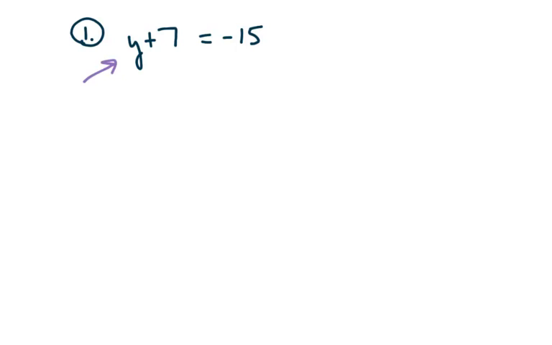Okay, what does moving the 7 mean? Well, moving the 7 means I'm going to subtract 7 from both sides. Okay, so why do I subtract 7? Well, over here we're going to get y plus 0, and on the other side we're going to get negative 22. Okay, what happens then?